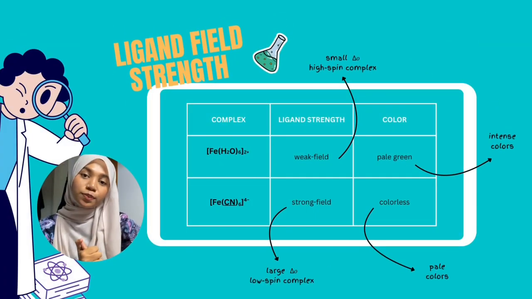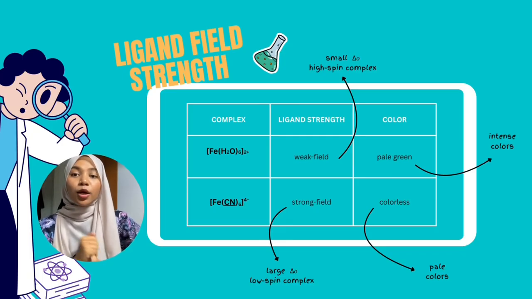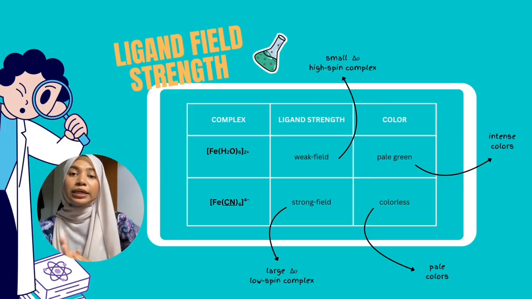Okay, moving on. Different ligands cause different amounts of splitting. Weak field ligands, such as water, cause a small energy gap and usually produce pale colors and high spin complexes. On the other hand, strong field ligands such as cyanide cause a large energy gap, often leading to low spin complexes and different colors.